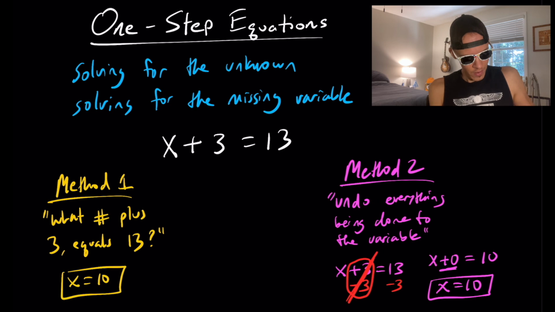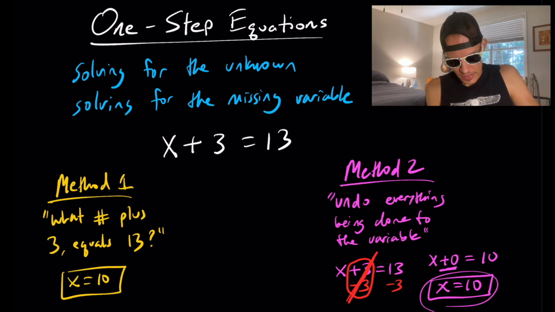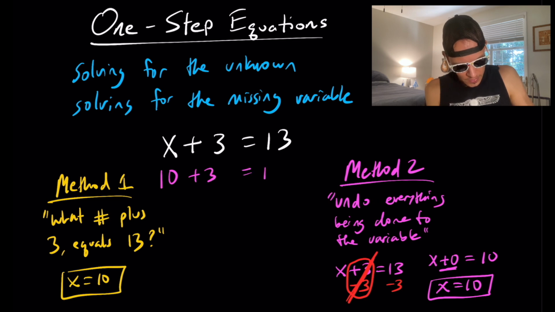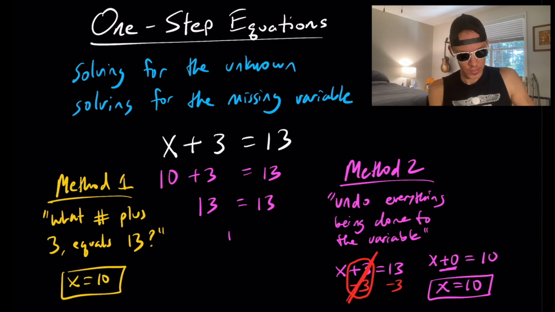And now we have a systematic approach to get the same answer that we got over here. If we want to check our work, we can plug this value back into the original equation. If I substitute this 10 for x up here, and go 10 plus 3 is equal to 13, well, I'll get 13 on both sides of the equation, and everything checks out, and my answer is right.